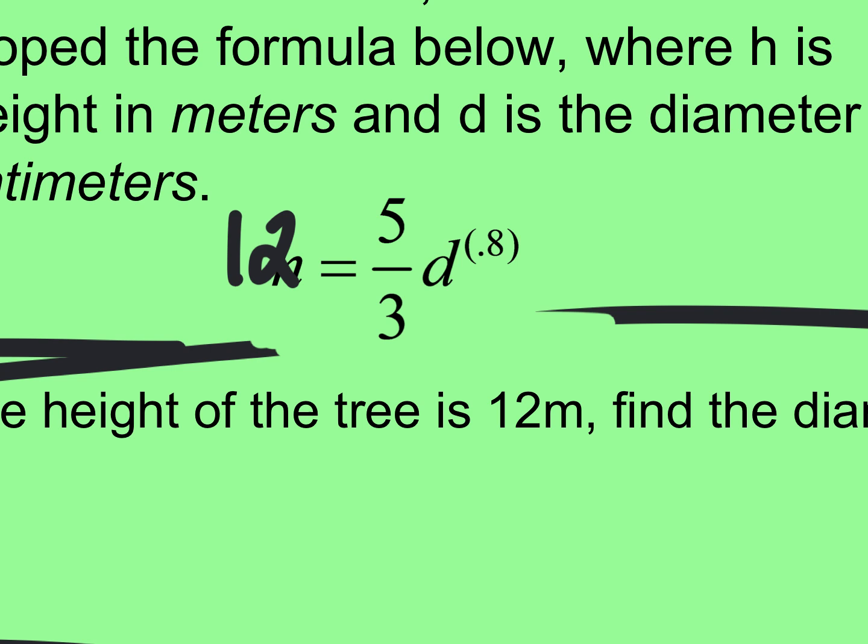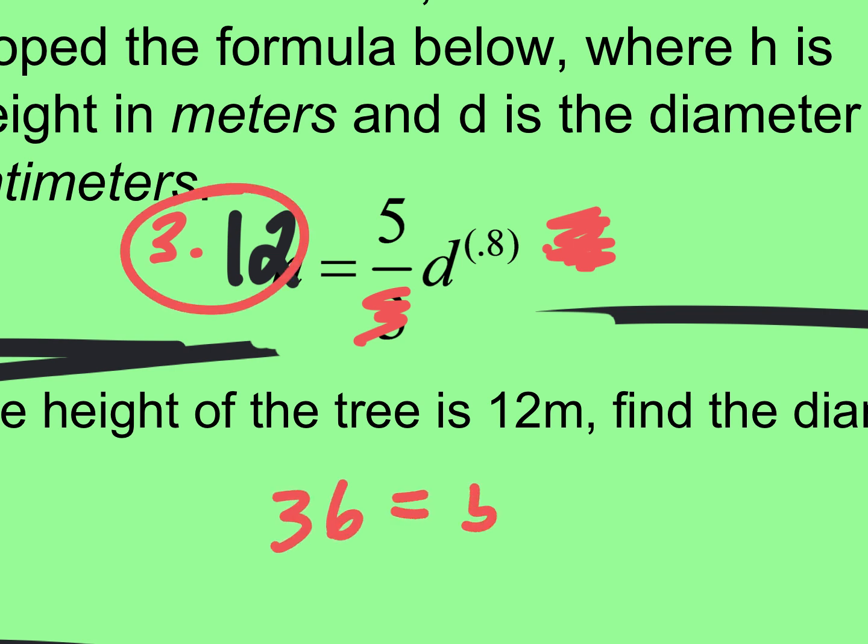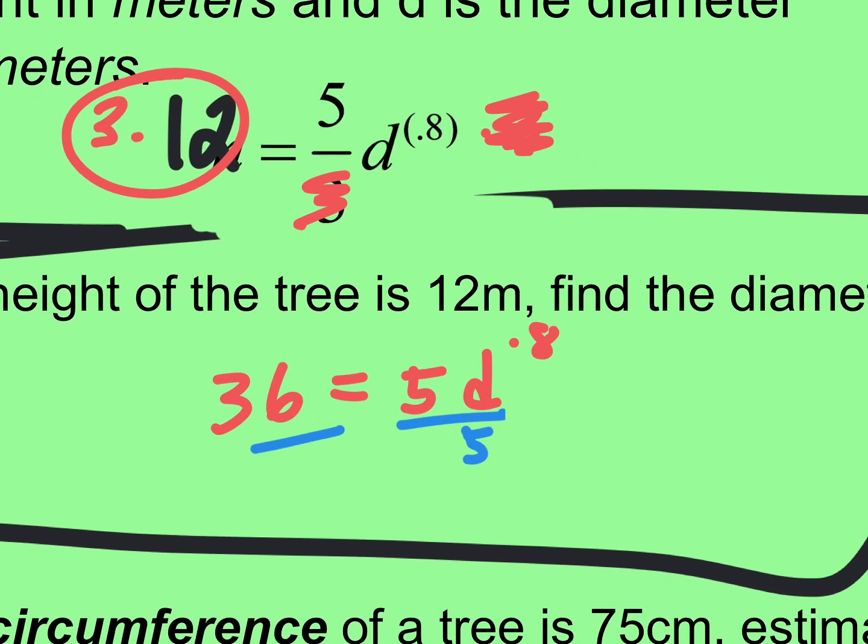And now, pro tip on making your life easier. Times both sides by 3. That's the smart way, everybody. You know why? Because then you don't have a fraction in your problem anymore. 12 times 3 is 36 equals 5d to the 0.8. Then I'd divide both sides by 5, and then I'd put it to a power. And I totally get, you might get stuck on the power part. Let's talk about that for a second.